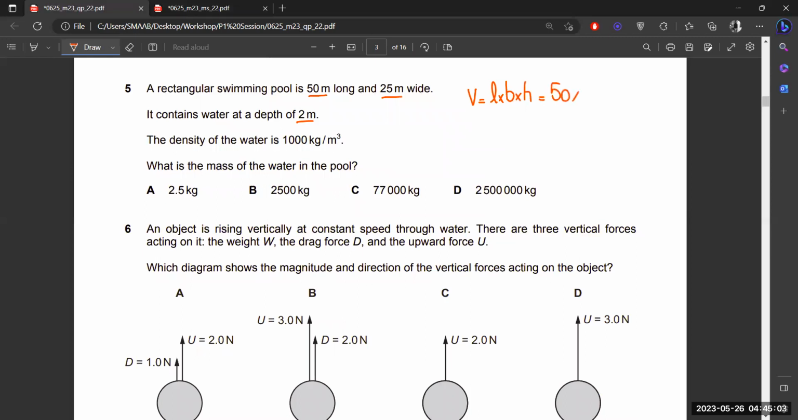So I'm just writing, let's see if it will help us or not. Okay, so just simply multiply these values, we will get the answer of volume, that is 2500 meter cube. So we are getting 2500 meter cube of volume, right?